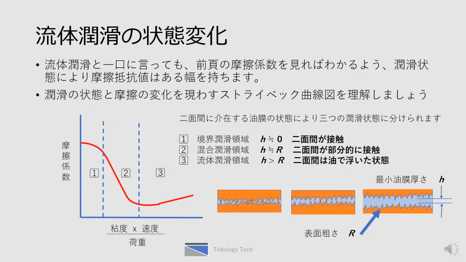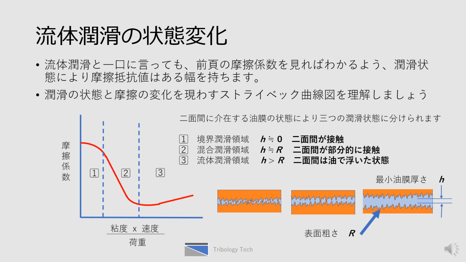Changes in fluid lubrication status. Even if it is said to be fluid lubrication, the friction resistance value has a certain width depending on the lubrication state, as you can see by looking at the friction coefficient on the previous page. Understand the Stribeck curve diagram that shows changes in lubrication conditions and friction. It can be divided into 3 lubrication states depending on the state of the oil film intervening between two surfaces.